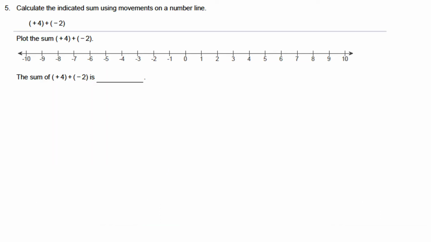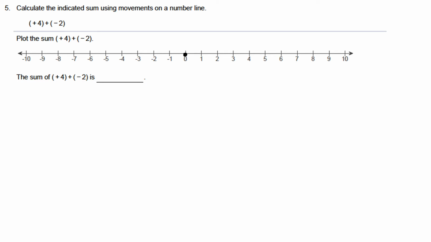Calculate the indicated sum using movements on a number line. Positive 4 plus a negative 2. In MyMathLab, you'll see a number line with a dot at the number 0. We're going to use this number line to calculate the sum, which is an answer to an addition problem.